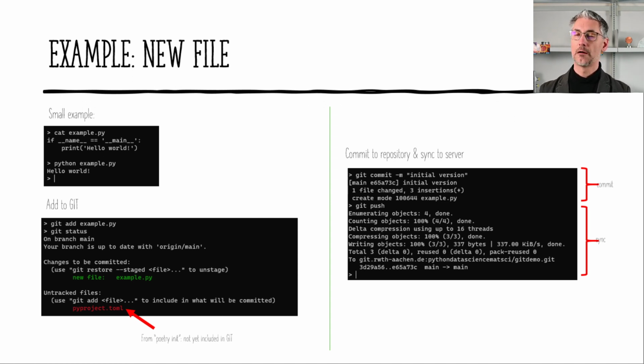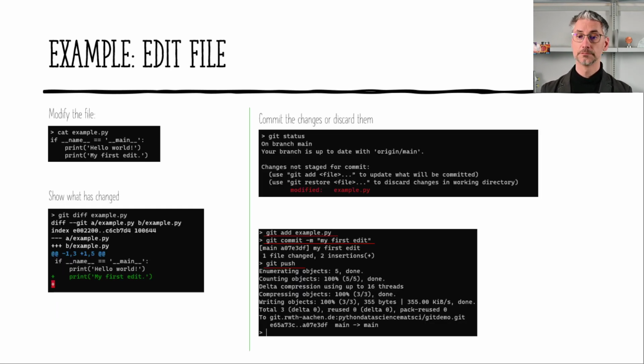Now we need to commit our new file to the server. So we say git commit and give it a comment, for example, initial commit. And then we have, okay, one file has changed, and this is example.py, and git push sends it to the remote Git repository.